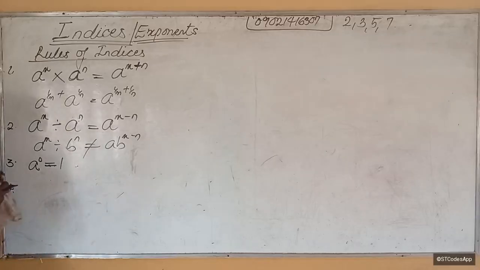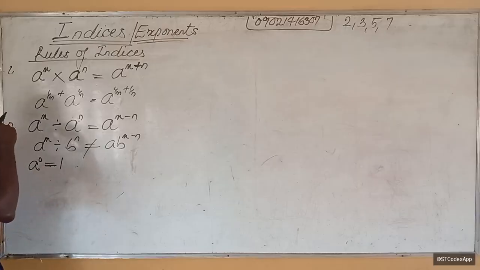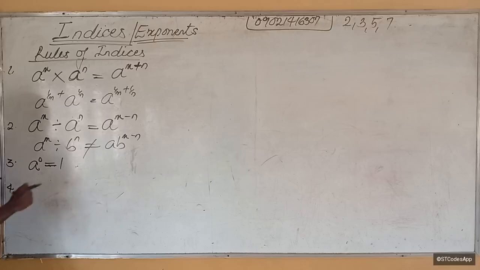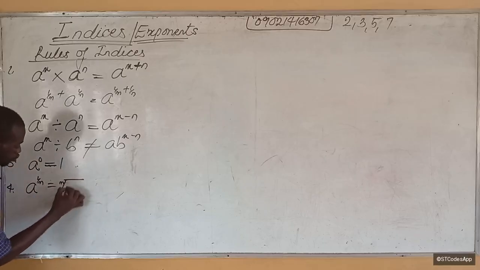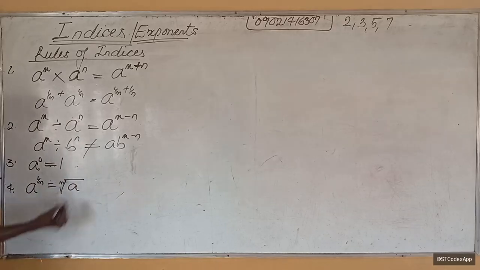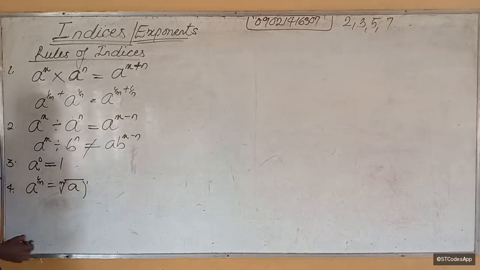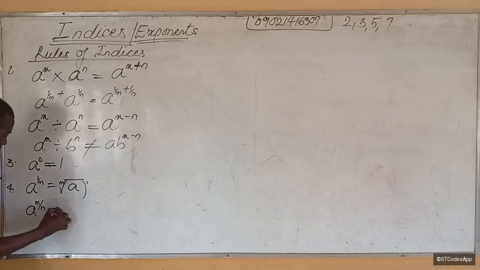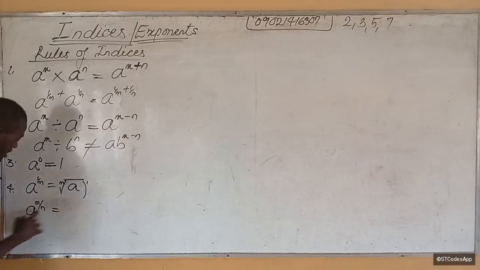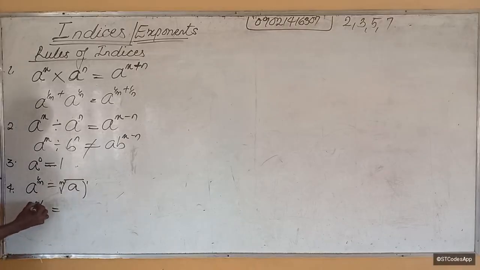Now let's go. How about the next rule? Let's talk about the fractional power rule now. When the power is a fraction, how do you evaluate that? For example, a raised to power 1 over n is the same as the nth root of a. So what that means is that if I have a raised to power m over n, it is the same as, yes, let's do it this way.